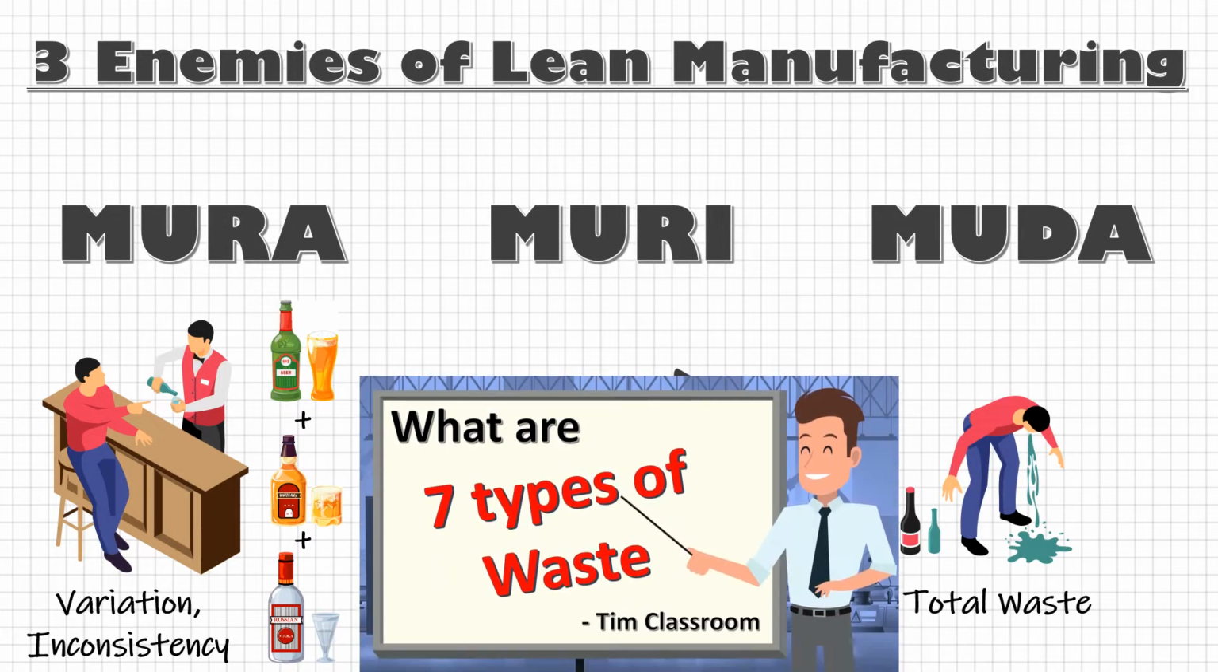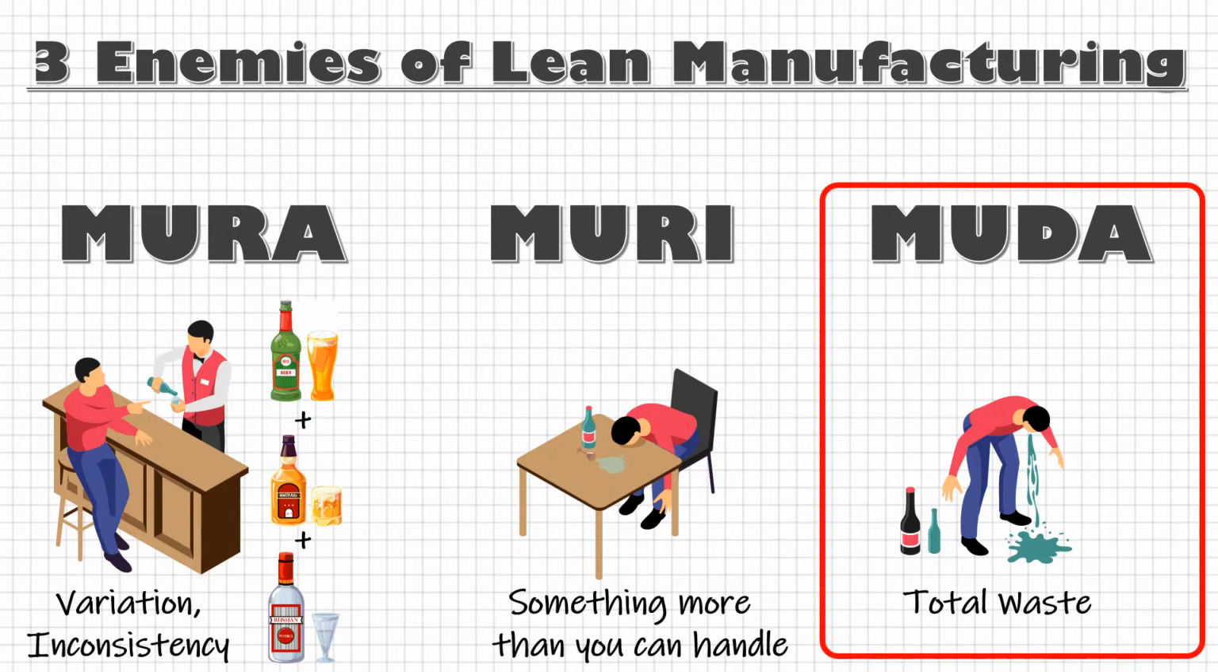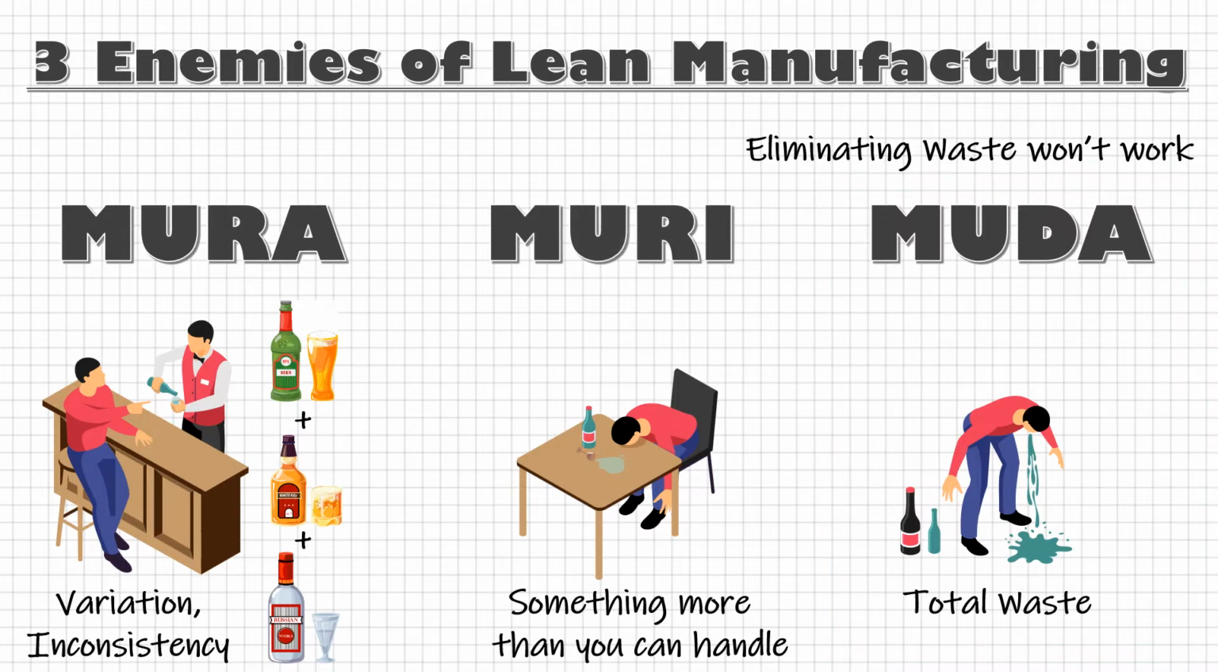Remember the 7 types of waste we studied in the last video? A common mistake that we make is to focus only on eliminating the waste. Simply taking out Muda will not work. There is a reason why Muda is in the system, and the reason is Mura and Muri. These 3 conditions are interrelated, interdependent, and cannot exist without each other. In fact, it is Mura, the variation, which is responsible for the other 2.